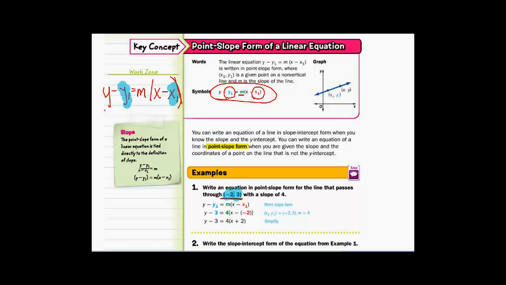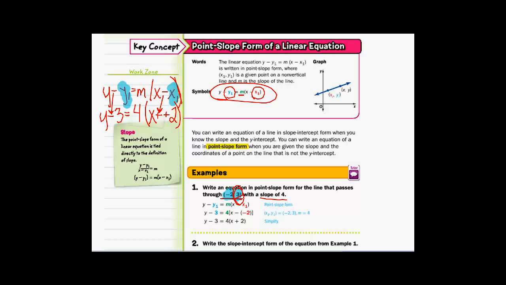So we've got y minus. That minus stays there no matter what. y1 is that 3 right there. So it's y minus 3 equals m, it tells you the slope right there, 4, times x minus, that minus stays there no matter what, minus 2. What do you know about minus minus 2? Minus minus should be a plus, so you do have to simplify. So that is your answer.